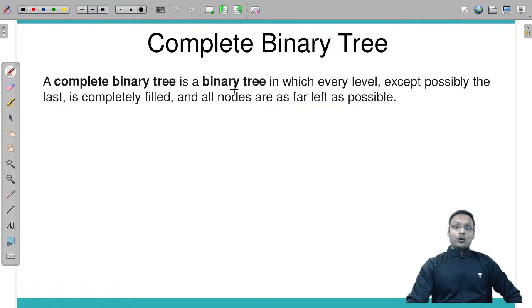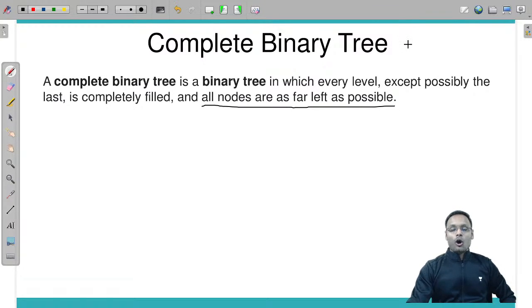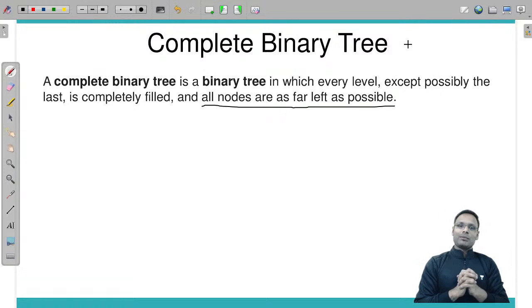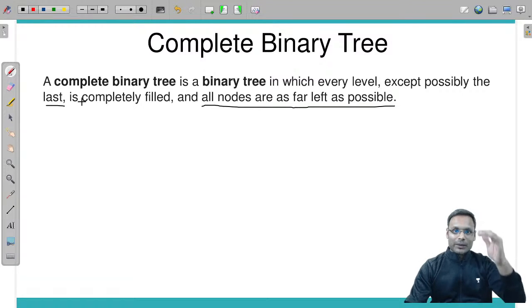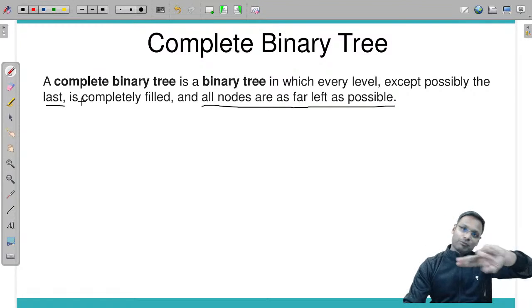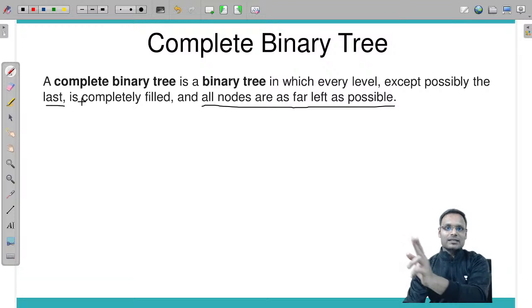And if the last level has less than maximum nodes, then all the nodes are as far left as possible. All the nodes are arranged from left to right. So a very simple definition: a complete binary tree says all the levels have the maximum number of nodes. Any level which can have less than the maximum possible nodes is only the very last level. And at the last level also, the nodes should be arranged from left to right. Means the leftmost node should come first, then next, and so on.